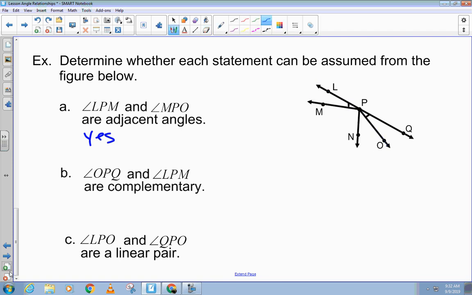OPQ and LPM are complementary. They don't make a 90-degree angle. I mean, they could both be 45 because they are congruent. You see how they've got the congruent mark right here? But there is no indication of what their measure is. So you cannot assume that they are complementary. So the answer would be no. There is no indication of their measure.